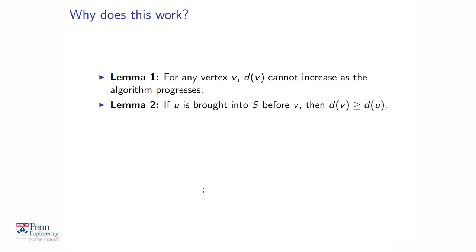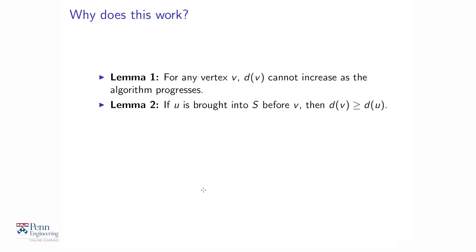That fact is easy to see because you look at the pseudocode and see where d of v is being adjusted. There's only one line where d of v is being adjusted, and it's being set to the minimum of its previous value and some new term. So if it's going to be the minimum of the previous value and some new term, it cannot be higher than the previous value. So d of v does not increase as the algorithm progresses.